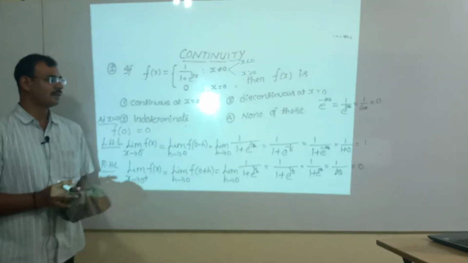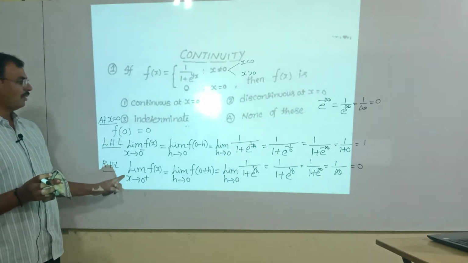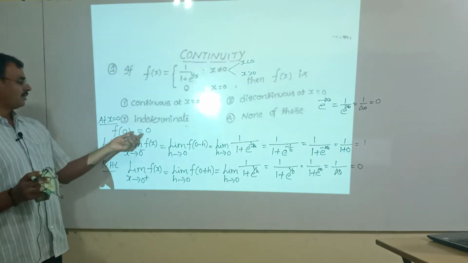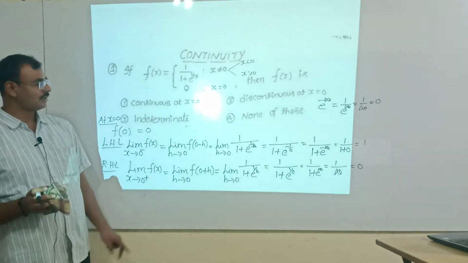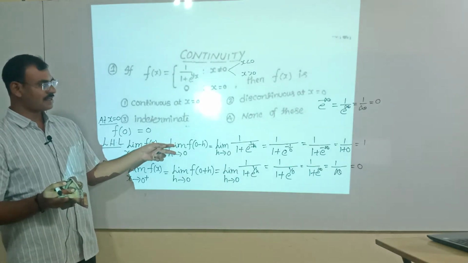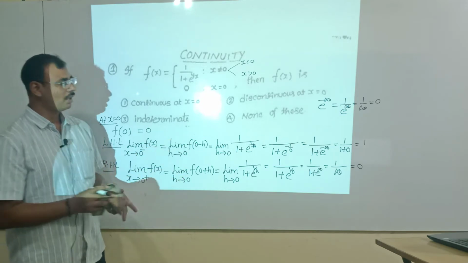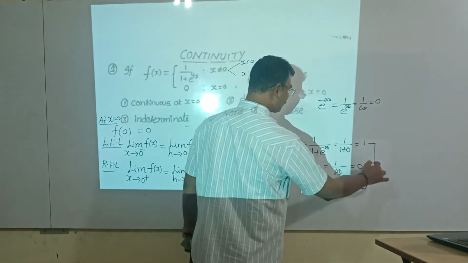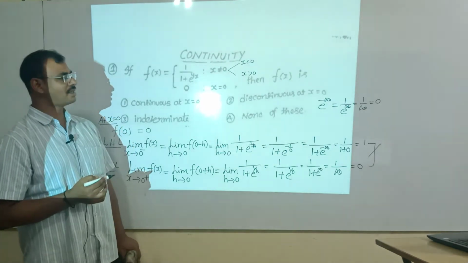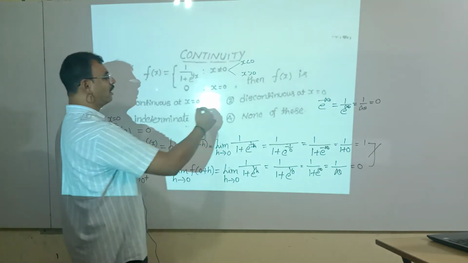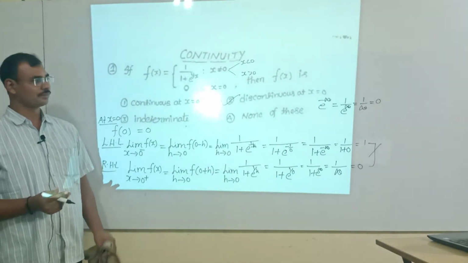Okay. I got left hand limit is equal to 1. Right hand limit is equal to 0. f of 0 is equal to 0. According to our theoretical part, here the left hand limit exists, the right hand limit exists, but they are not equal. These are not equal, which means this is not continuous at x is equal to 0. So it is discontinuous at x is equal to 0.